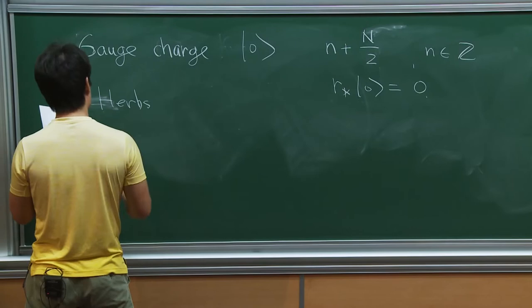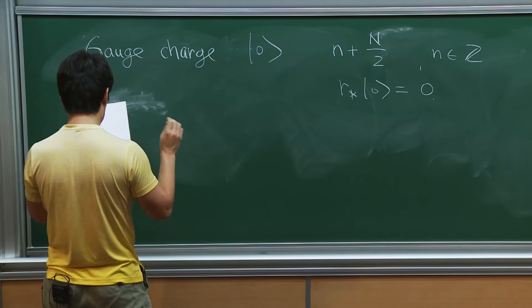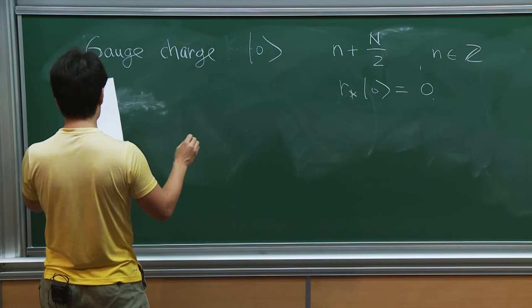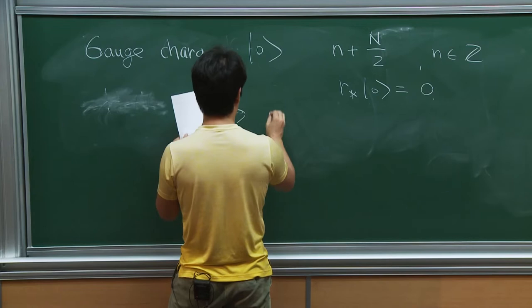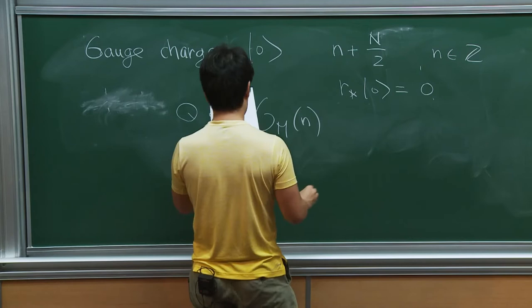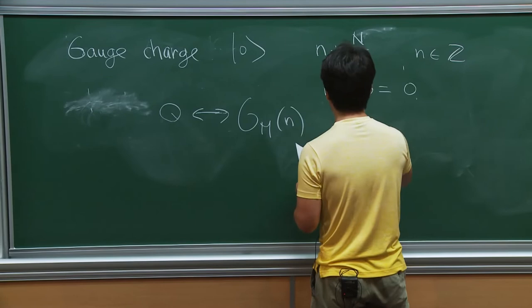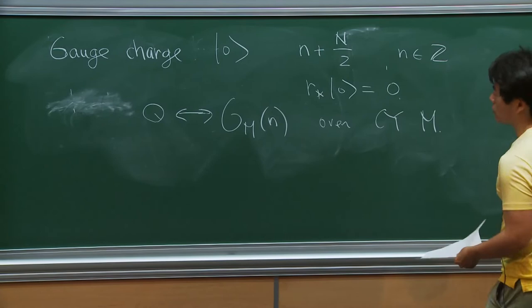The claim, I don't know who found this originally, so I cannot give you the original reference. But the claim is that the matrix factorization describes the sheaf, or we could say the line bundle, O(m) over the Calabi-Yau hypersurface. So m equals 0 corresponds to the structure sheaf.